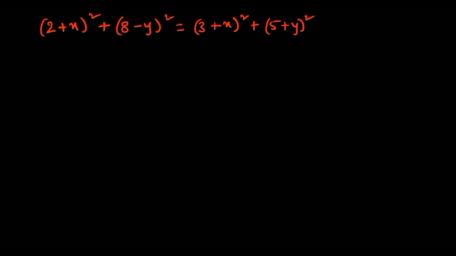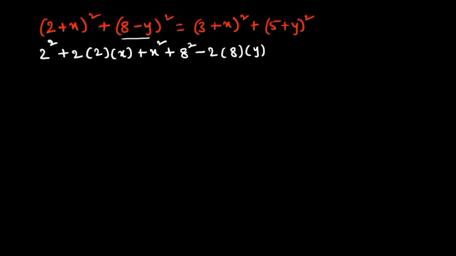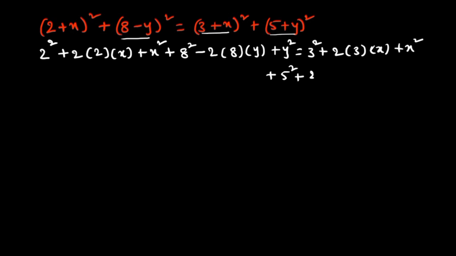So finally in the previous step we got 2 plus x whole square plus 8 minus y whole square is equal to 3 plus x whole square plus 5 plus y whole square. This is in the form of a plus b whole square, which we write as a square plus 2ab plus b square, that is 2 square plus 2 into 2 into x plus x square, plus, and this is again like a minus b whole square form, so a square minus 2ab, 8 square minus 2 into 8 into y plus y square, equal to, again a plus b whole square form, so 3 square plus 2 into 3 into x plus x square plus, again a plus b whole square form, so 5 square plus 2 into 5 into y plus y square.